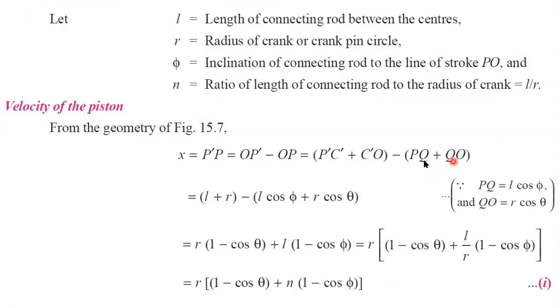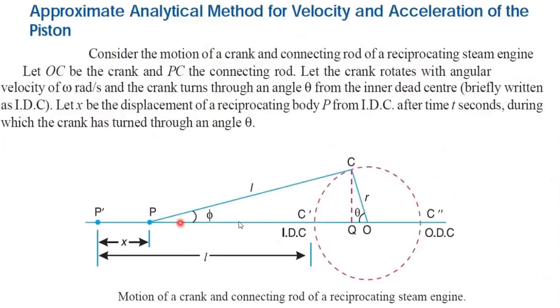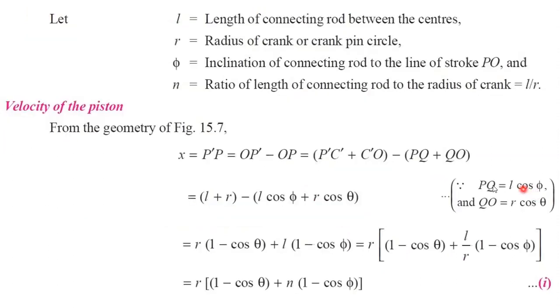This is PQ. The length of the connecting rod can be resolved into two components: the horizontal component will be L cos phi and the vertical will be L sin phi. Similarly, the crank can be resolved into two components: horizontal will be R cos theta and vertical will be R sin theta. PQ is the horizontal component, which is L cos phi, and QO is also a horizontal component, which is R cos theta. So just substitute these in.